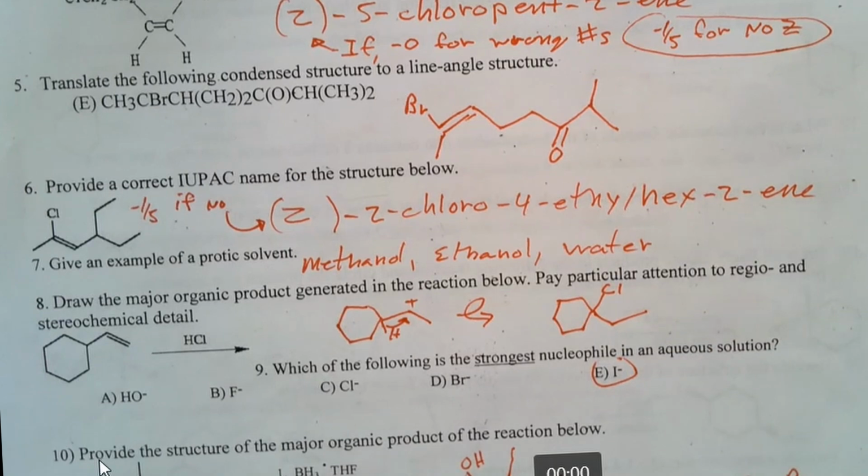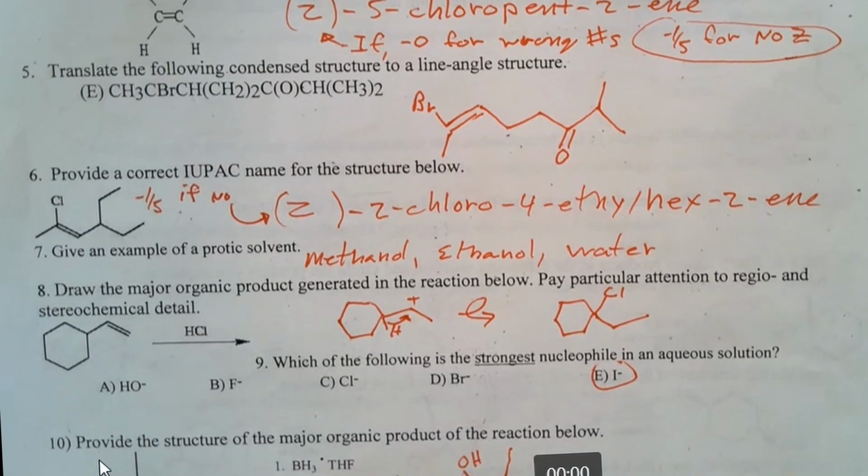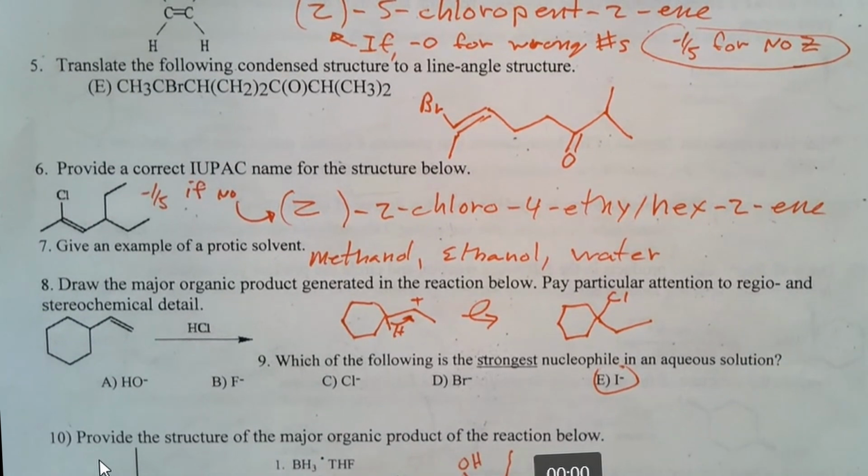Which of the following is the strongest nucleophile in aqueous solution? That would be iodide. Here is the anti-Markovnikov hydration of a double bond, reagents. So that's going to put the OH there. Unfortunately, I didn't give you any rings to show the syn addition nature of this, but I think you got that on a quiz. Probably might get it on the final.